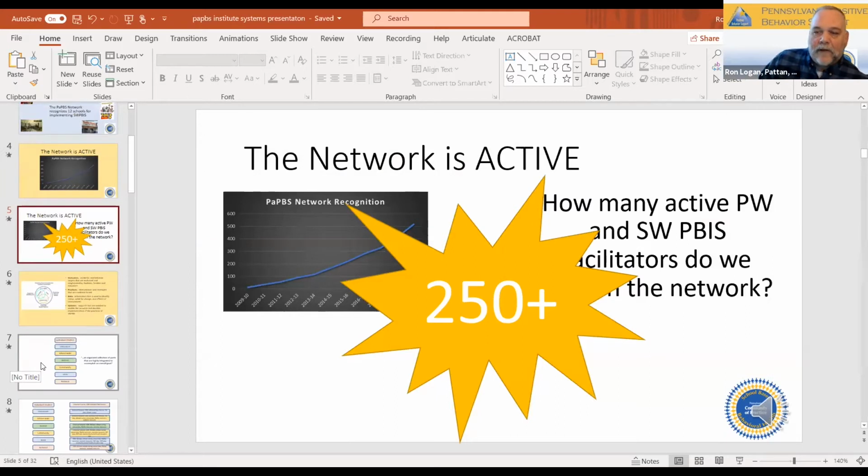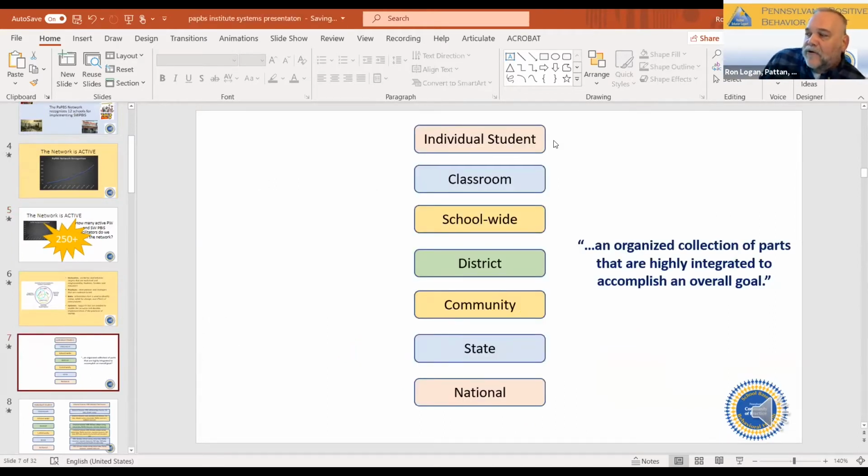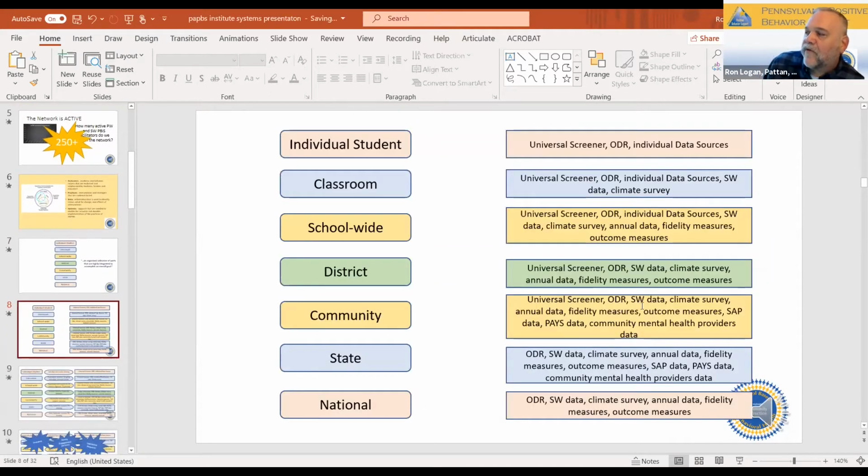Everybody is using data. We are using data at different levels, and we have different levels of systems. Within our network, we have the individual student, the classroom, the school-wide system, the district system, and the community system, which is your IU, your local network. We have our state network, and we have our national network that we are a part of. With that comes different levels of data. At the individual student level, we might be using the universal screener and the ODR referrals. At the district level, you're looking at more school-wide data, climate survey, annual data.